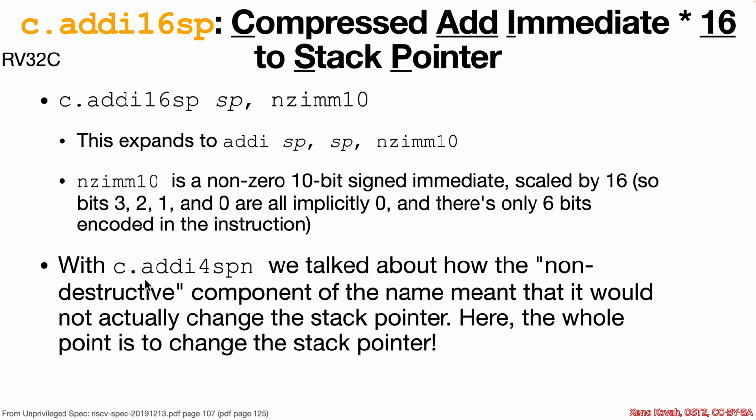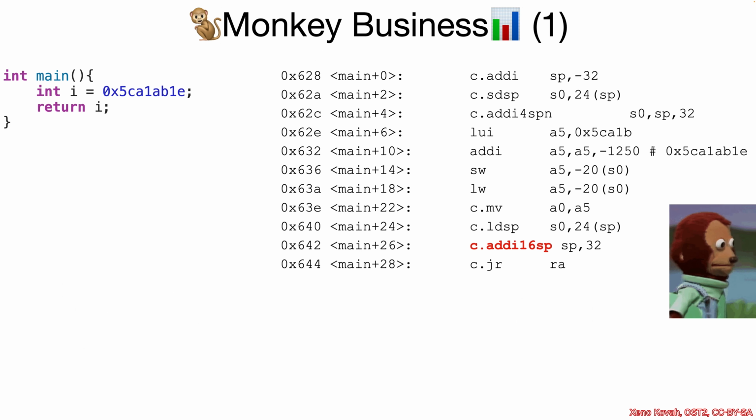So we talked with the C-add-I for SPN that the N meant non-destructive, but here the entire point of it is to change the stack pointer. So it's always going to be changing the stack pointer. That is why it has the name stack pointer directly in the name of the instruction.